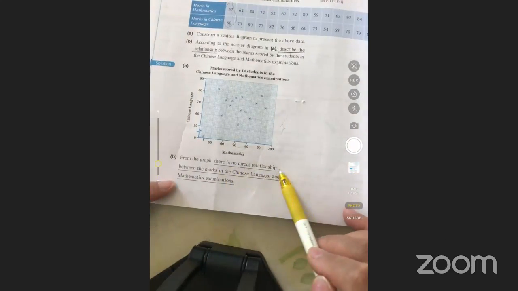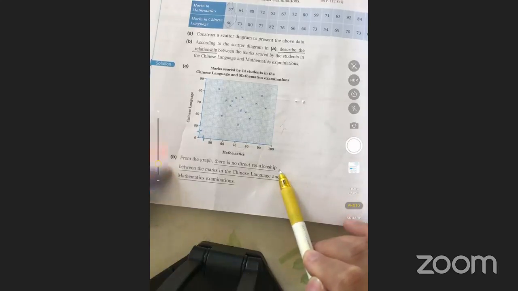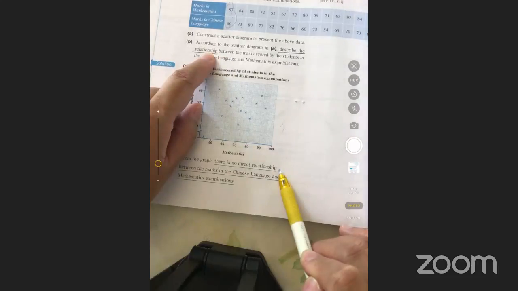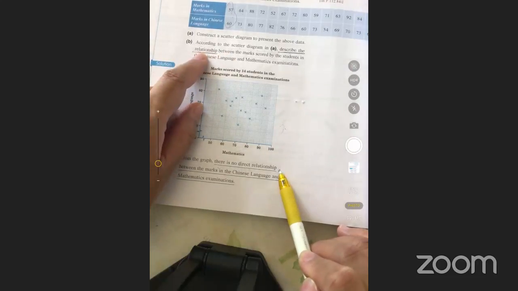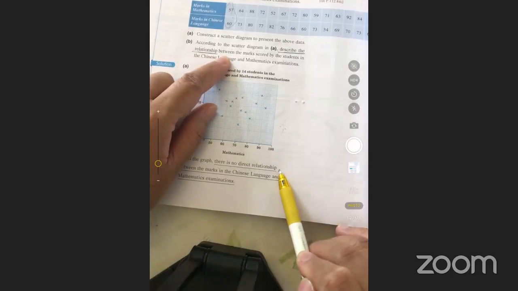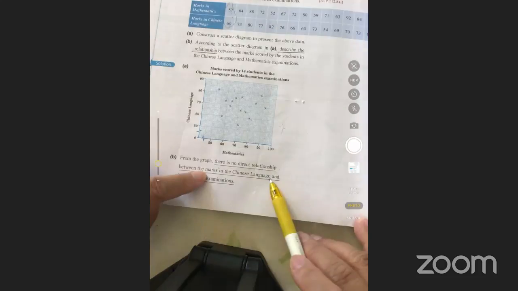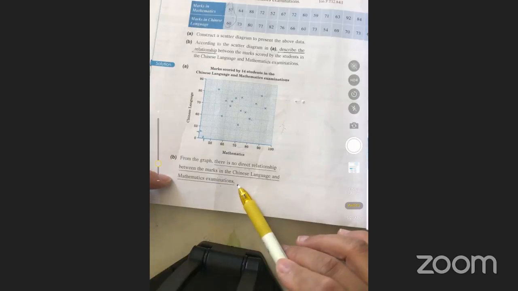Just like that, there is no direct relationship. And then you copy this one because we are talking about the relationship between. When we talk about relationship, we use this preposition between. In this case, this part you can just copy here. There's no direct relationship between the marks in Chinese language and mathematics examinations, like that.